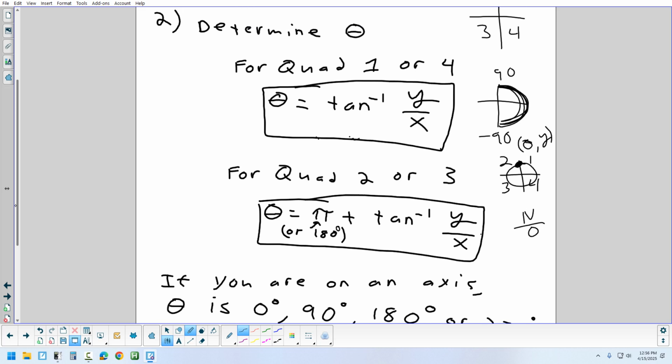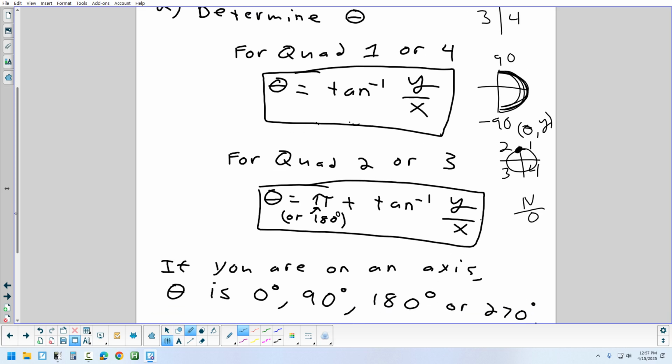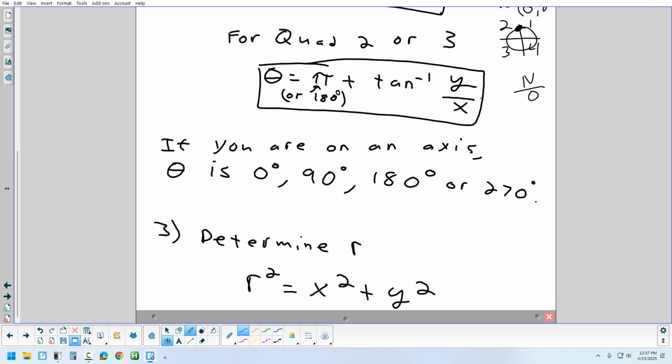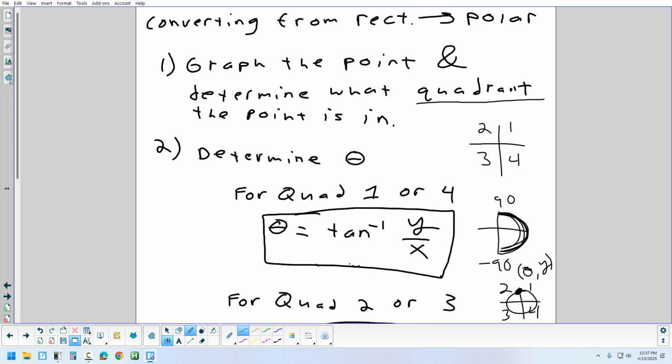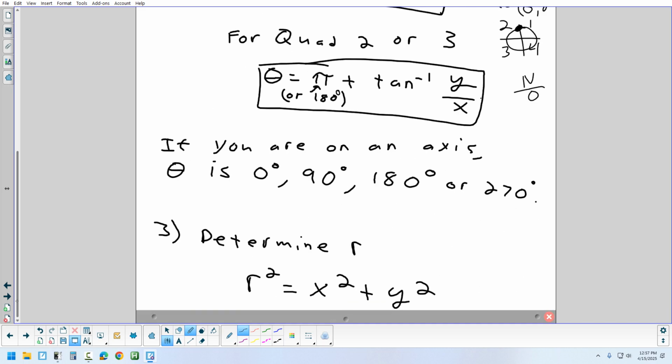So there's the angle part of your coordinate. And the last thing you need is your radius. If you forget the formula, remember it's just the Pythagorean theorem. That's all you're doing, and that works in any quadrant. It doesn't matter what quadrant you're in. So that's everything you need to know to convert from rectangular to polar.